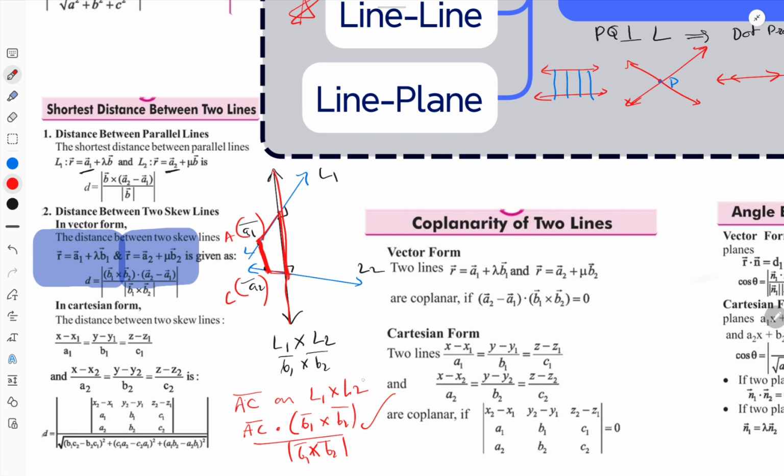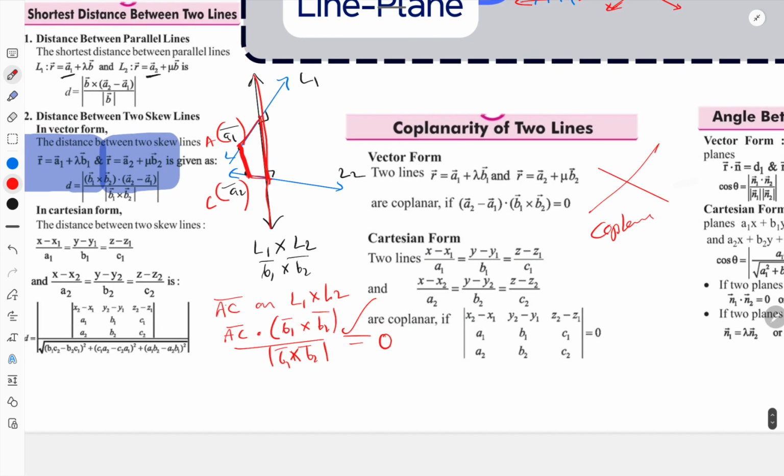When the shortest distance between two lines becomes 0, then the two lines will intersect. We call them coplanar. So the condition for coplanarity is that this numerator becomes 0. Numerator becomes 0 means the determinant equals 0: the rows x2 minus x1, y2 minus y1, z2 minus z1, then a1 b1 c1, then a2 b2 c2, which are the drs of the two lines.